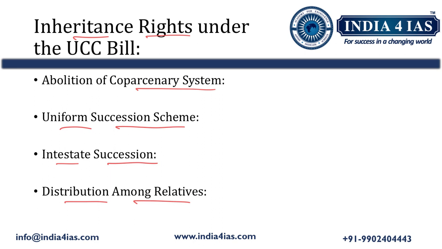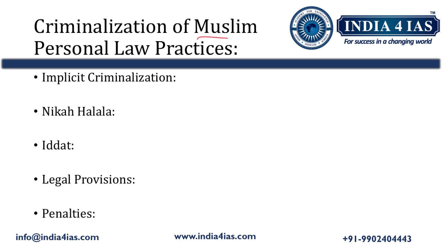Coming to the Muslim personal law practices, the code implicitly criminalizes the Muslim personal law practices governing marriage and divorce without explicitly naming them. For example, Section 30 says that the right to remarry the divorced spouse can only be exercised without any condition. So, this effectively prohibits the practice of nikah halala.